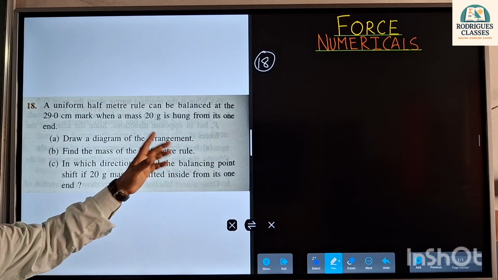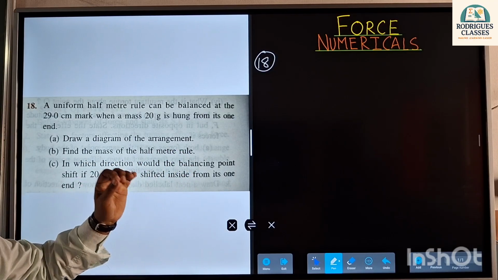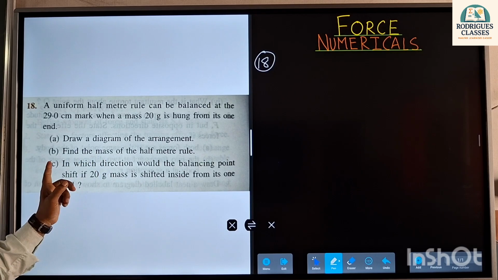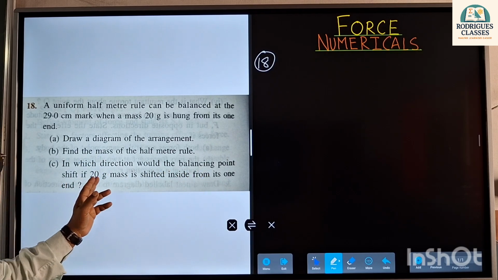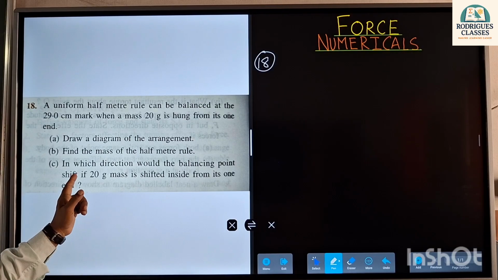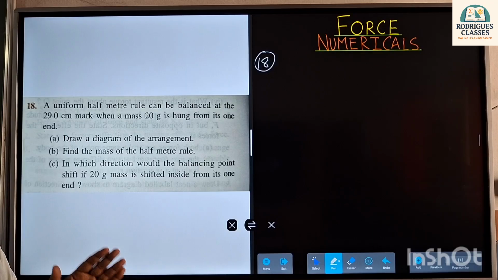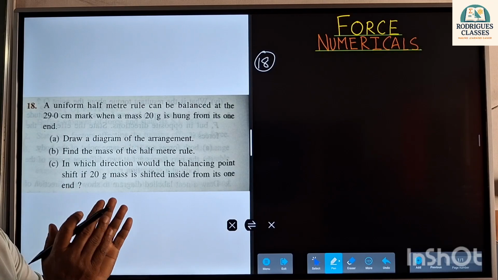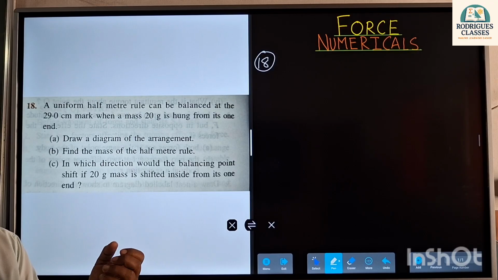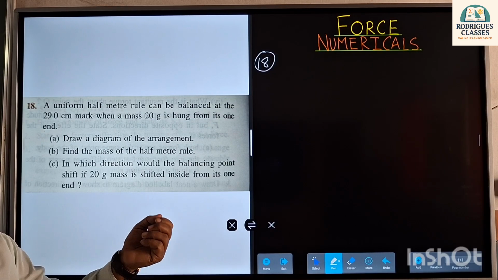A part says draw a diagram for this arrangement. B part says find the mass of that half meter rule. Mass is asked. Do remember that weight is not asked. C part: in which direction would the balancing point shift? So where the pivot point is, in which direction do you have to shift it, if the 20 gram mass is shifted inside from its one end? It will not get balanced then, so you have to change the balancing point so it gets balanced.